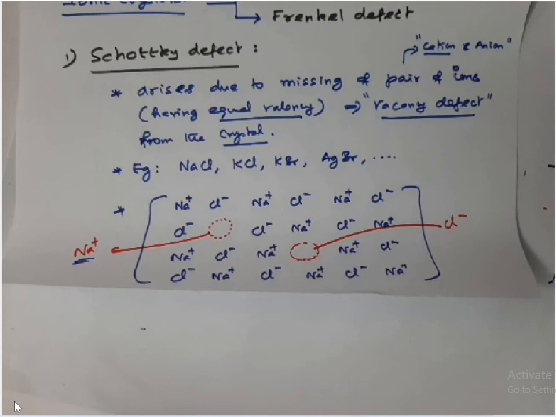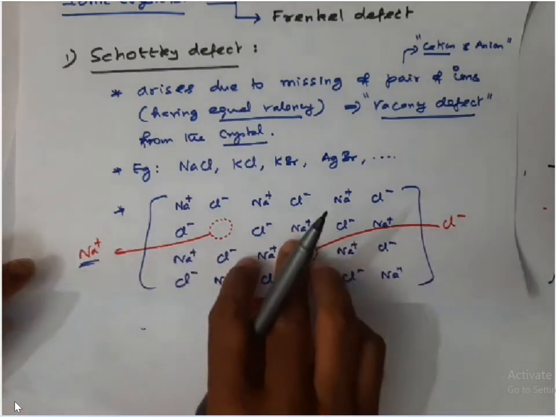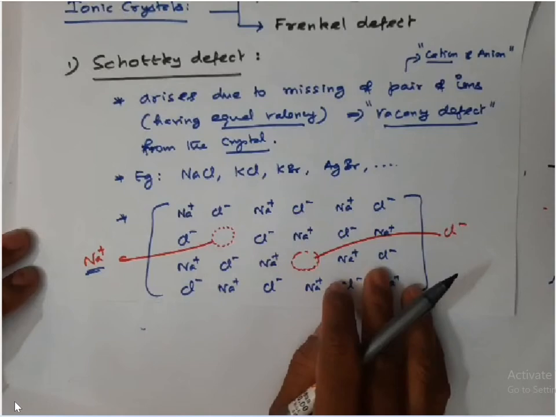Therefore your crystal becomes negatively charged. Or otherwise, if chloride ions are missing, then your crystal may contain excess of sodium ions, so your crystal becomes positively charged. But now equal numbers of cations and anions are missing. So what about the charge of the crystal? Neutral. Yes. So these are some of the important characteristics of Schottky defect.